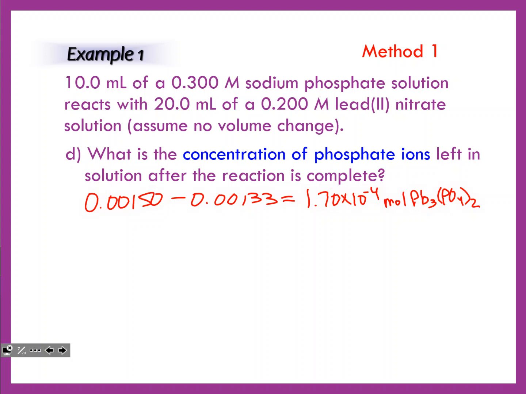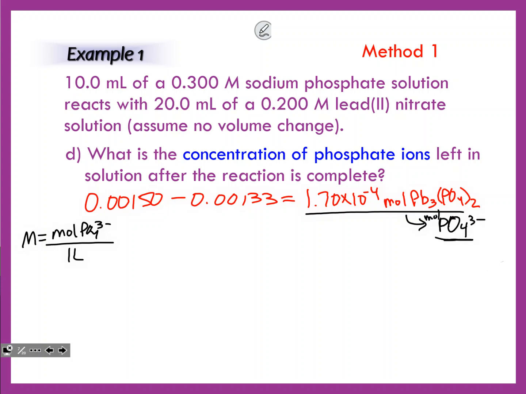We want concentration, so we're going to need moles of our phosphate over the liters of the solution, right? If we're trying to figure out the concentration of our phosphate. So we need to take this and work it to what? We need to work it direct, look at me writing them backwards. This is 4, this is 3. We need to go to moles of just the phosphate.